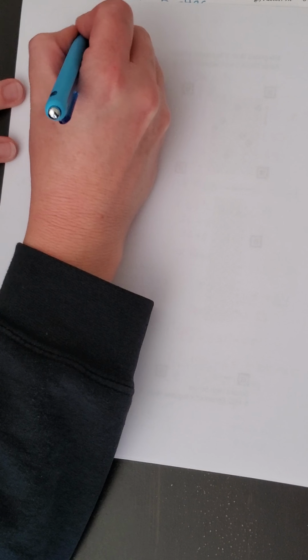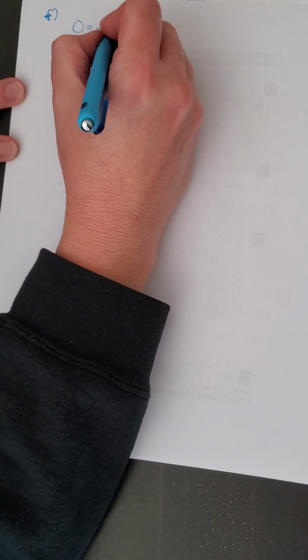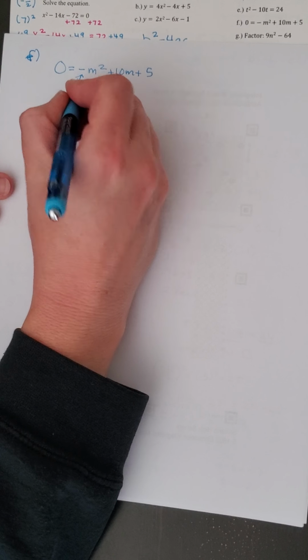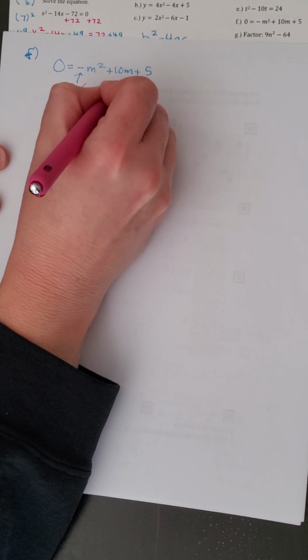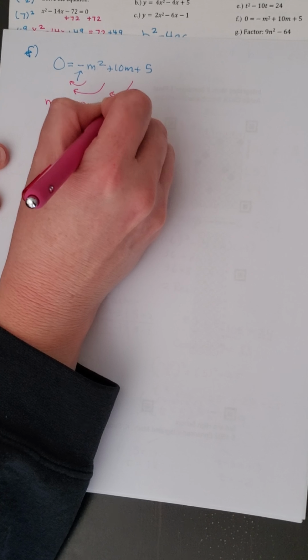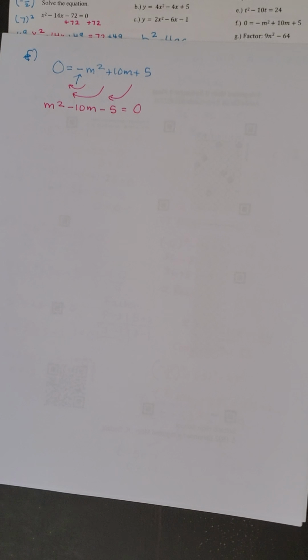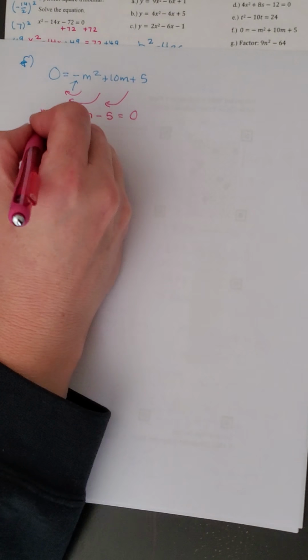So I've got 0 equals negative, this is F, not E, sorry. Negative m squared plus 10m plus 5. Let me make sure you guys can see my paper. There we go. I do not like to work with a negative squared term. So I'm going to move everything that direction, which would mean I have m squared minus 10m minus 5 equals 0. I don't think anything will, nothing multiplies to negative 5 and adds to negative 10. So I'm going to use the quadratic formula.